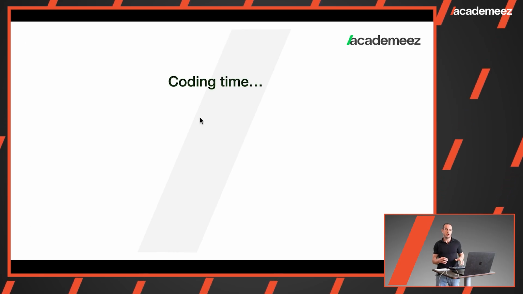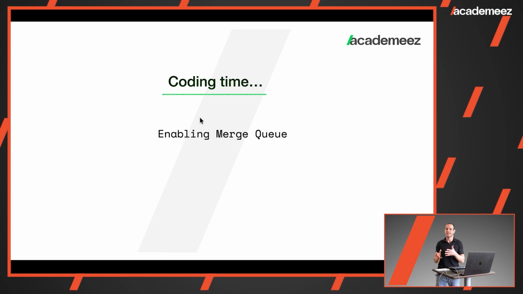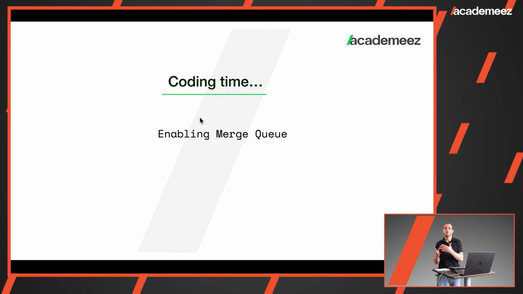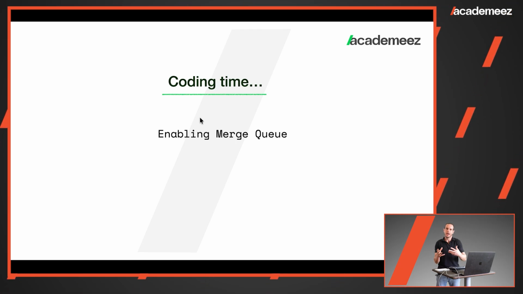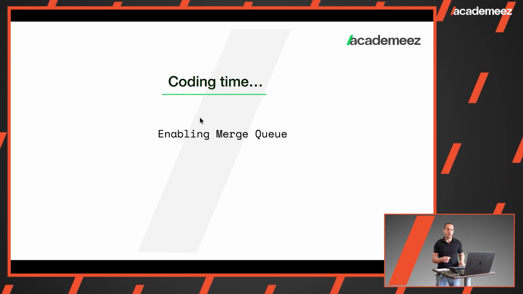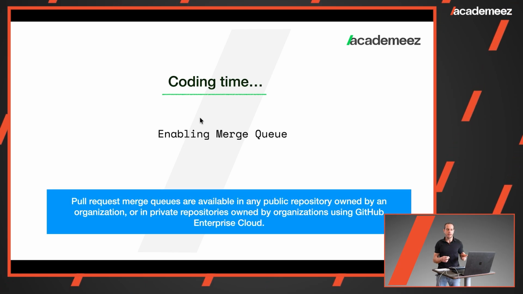So what we're going to do now is we're going to enable the merge queue. And yes, I know we haven't even talked yet about what a merge queue is. Rather, we focused more on incentive, but now we're going to enable the merge queue, and we're going to focus on what exactly a merge queue does and how it solves all the problems that we presented.